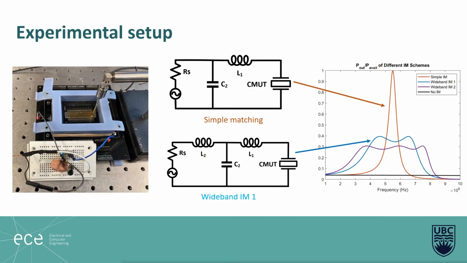To the left is our experimental setup. This is the CMUT. It is submerged in a bath of IPA, which has acoustic properties similar to water. The impedance matching circuit is constructed on a breadboard. The parasitics of the breadboard and wires are verified and considered using an impedance analyzer. The block diagram for the circuit tested and their simulated frequency responses are shown to the right.